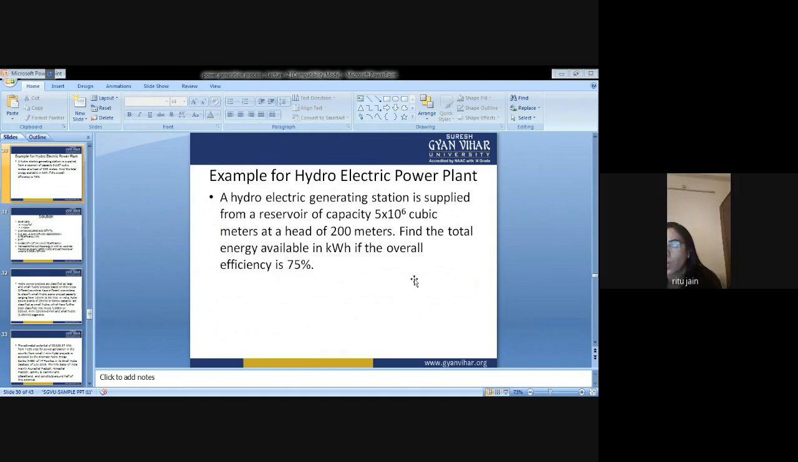You can easily calculate this because in the example, the capacity is given, the head is given, and the efficiency is given. So we have to calculate the total energy in kilowatt hour. In the last formula, we were calculating the power, which was P is equal to 9.8 into Q into H, in megawatt or watt or kilowatt. But in this case, we have to calculate the energy. So what is the unit of energy? The unit of energy is kilowatt hour.